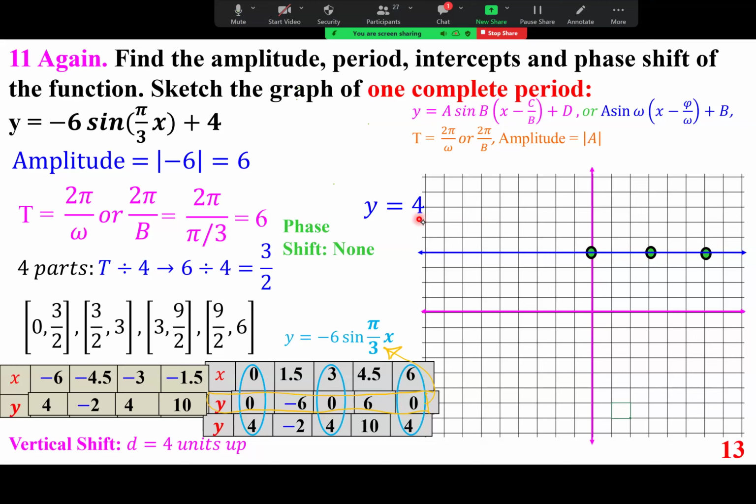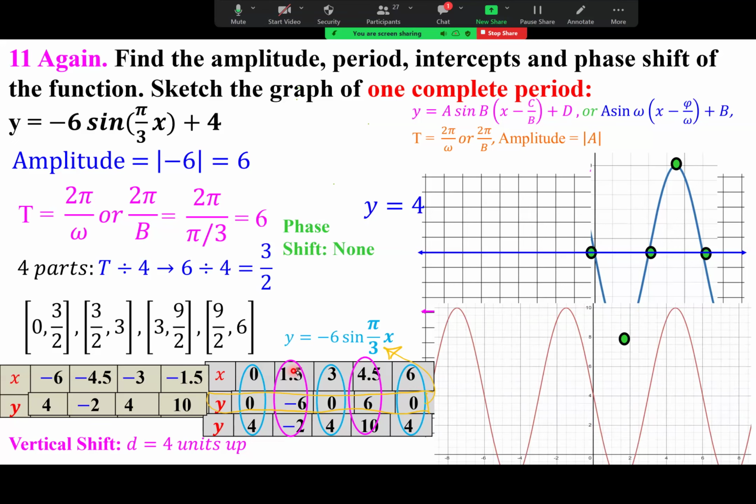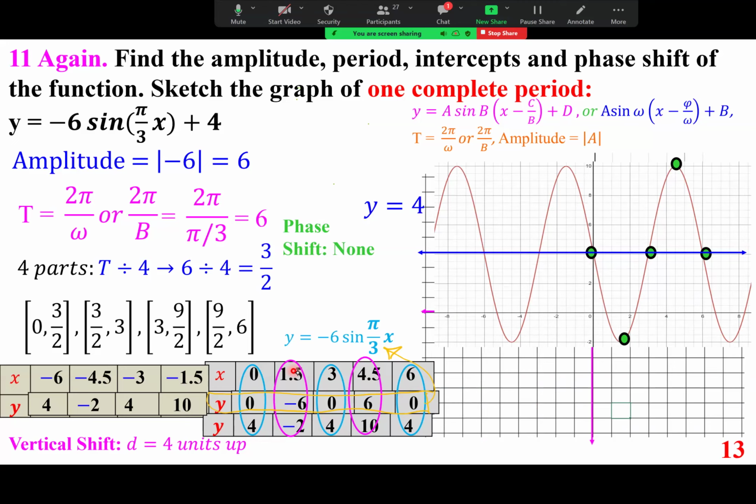Okay. In other words, 0, 0, 3, 0, 6, 0. Those are the three x-intercepts. So those x-intercepts from here and here shifted up 4. Let's do those 2 points. Those are the max and min that have been shifted. And now put them all together. That's one complete cycle. You're done, class. But just for the sake of argument, if you go indefinitely on both sides, this is what you get.